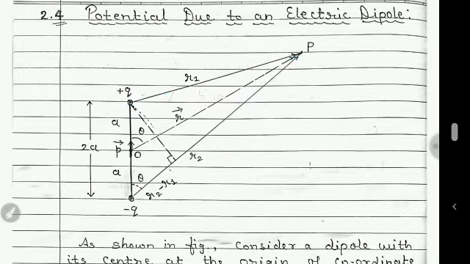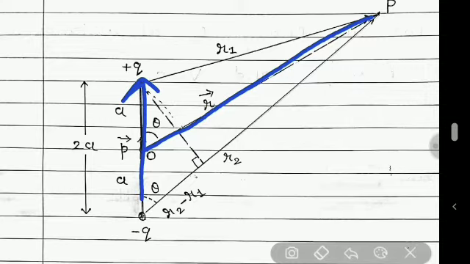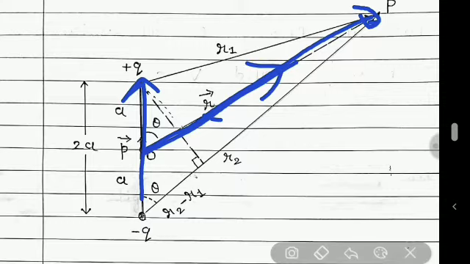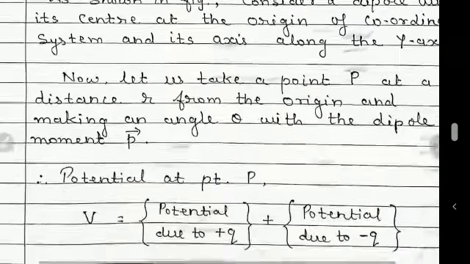Here one more thing in the figure is this angle made by the dipole moment P with the position vector r, which shows the point P. See, this is the position vector r showing point P, and so the angle between this P and position vector r is theta. So now let us start the simple mathematical steps.